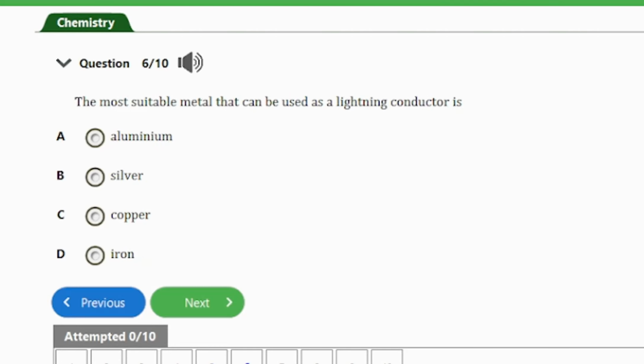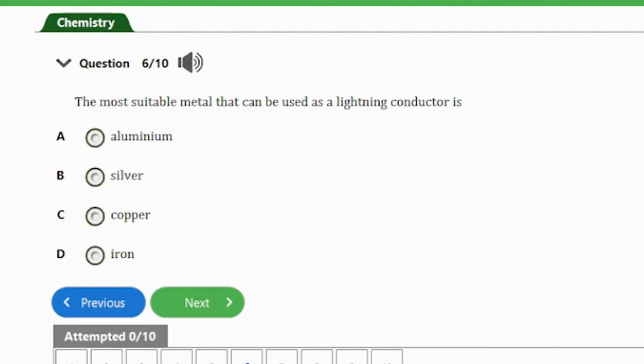Question number 6. It says, the most suitable metal that can be used as a lightning conductor is A. Aluminium, B. Silver, C. Copper, D. Iron. So guys, the answer to this question is option C here, copper.